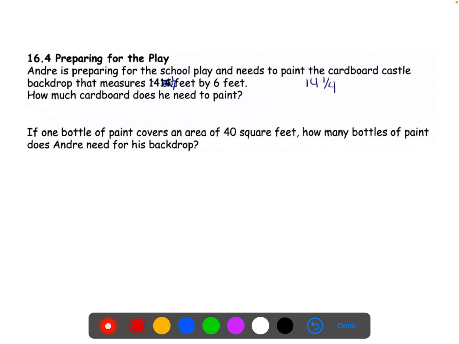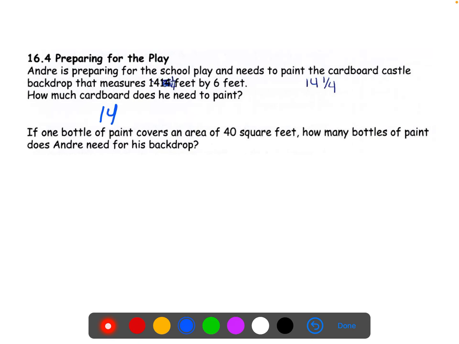Next, we're going to do a little calculating here. So Andre is preparing for the school play and needs to paint a cardboard castle backdrop. It measures, and this number got messed up here, so it's 14 1/4 written over here. 14 1/4 feet by 6 feet. How much cardboard does he need to paint? Well, it doesn't tell us that it is a rectangular shape, but we are going to assume that it is.